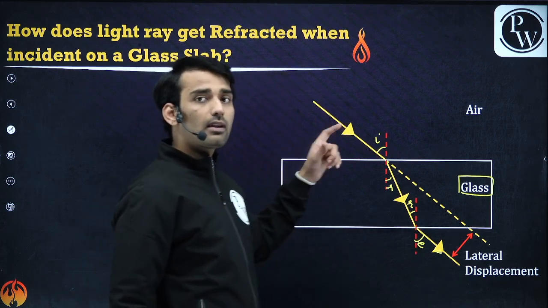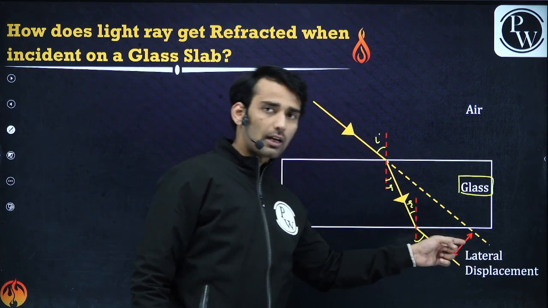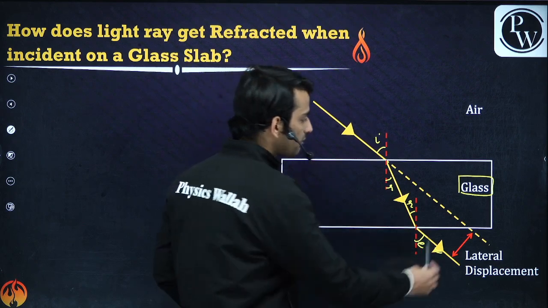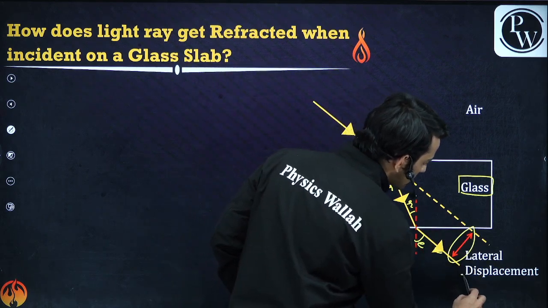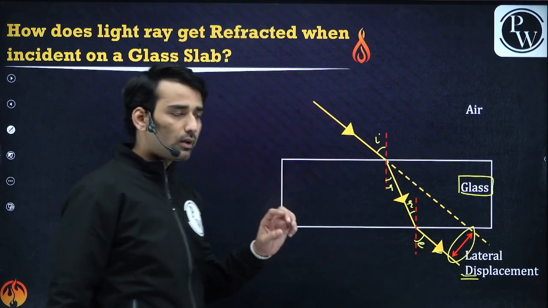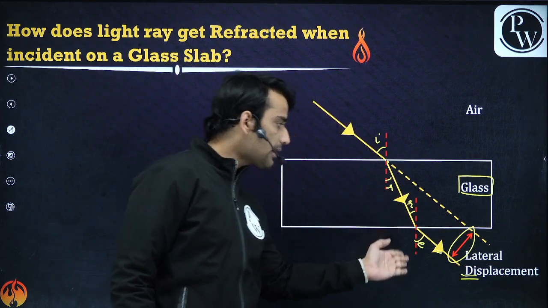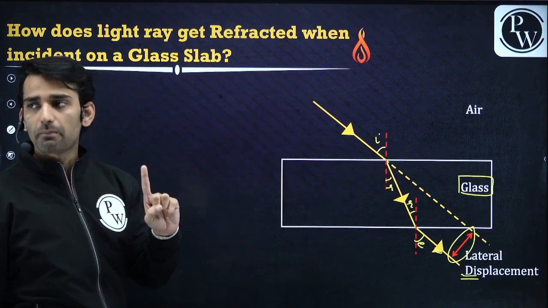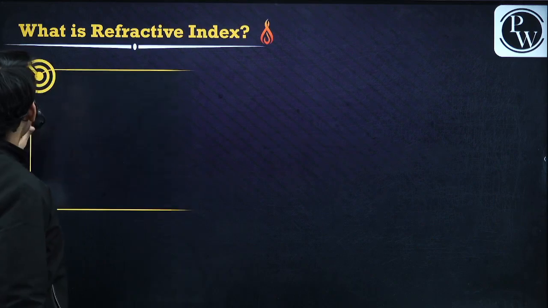You can see if there were no glass slab, it was supposed to go on this dotted path. But because of the glass slab, it has shifted by a certain distance. This distance is called lateral displacement. The perpendicular distance between the incident ray and the emergent ray is called lateral displacement. Clear?